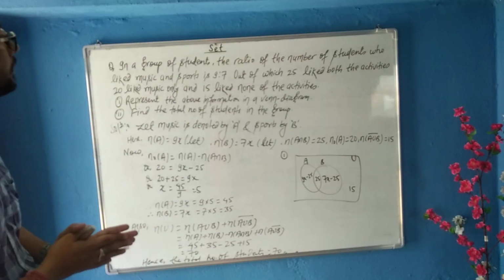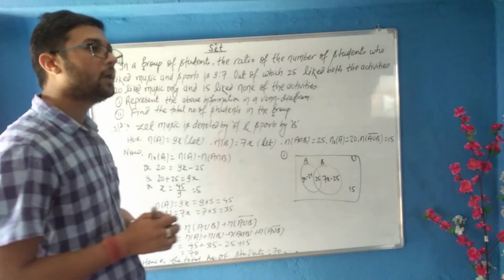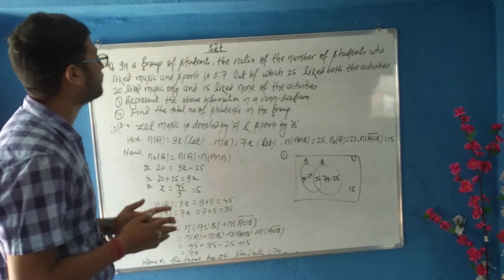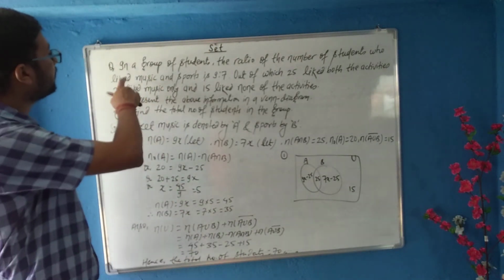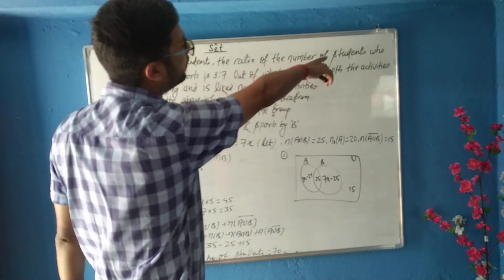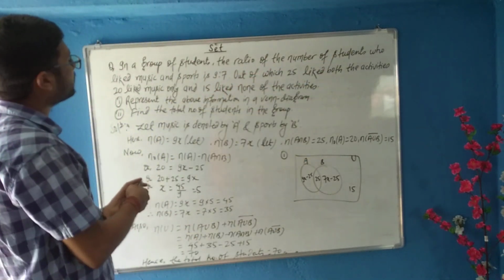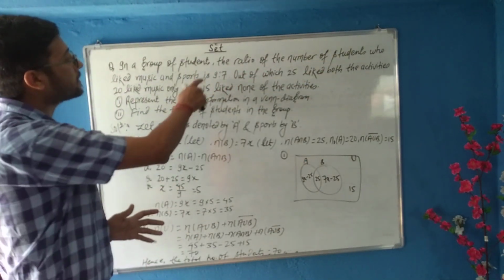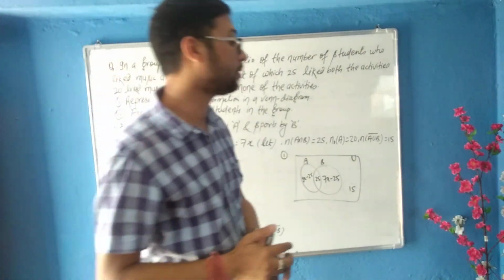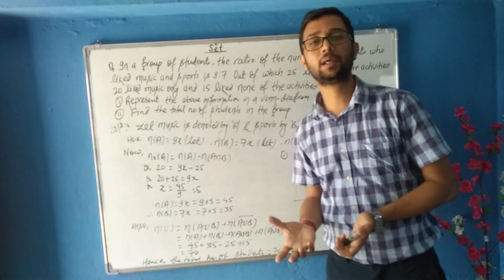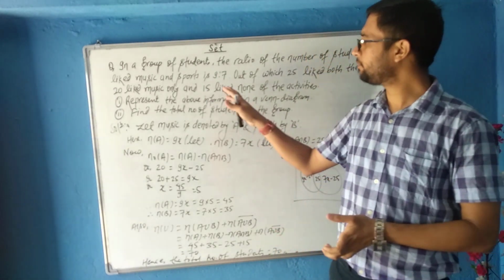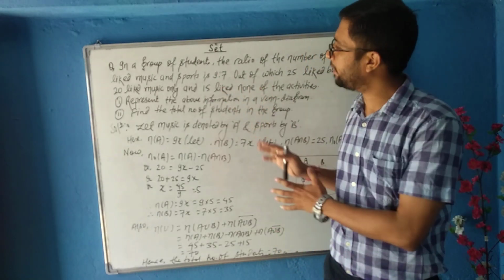Next type मा के हुन्छ भने ratio दिएको हुन्छ. When the ratio of the two sets are given at a time, we should solve by this way. So in this question, in a group of students, the ratio of the number of students who liked music and sports is 9:7. यहाँ 9:7 को ratio भन्दै थियो. Number चाहिँ दिएको छैन, ratio मा त्यसलाई दिएको छ. So when ratio given at a time, we should solve by this way.